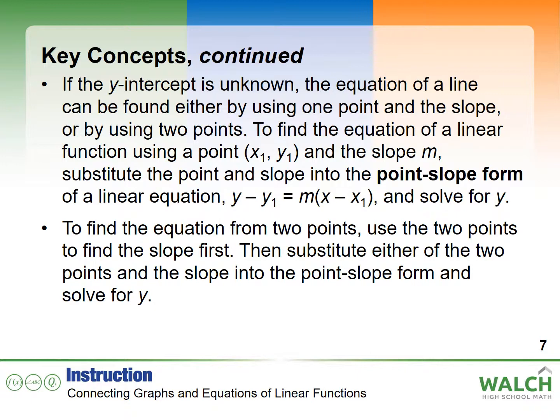But when you're doing any kind of math with slope, you're always going to need to be searching for something, whether it's an intercept, whether it's slope, whether it's points to be able to graph. So to find the equation from 2 points, you use the 2 points to find the slope first. Then you substitute either of the points and the slope into the point-slope form and solve for y. I know that's a lot of words and it doesn't make any sense, and we're going to go over it right now together, so don't freak out.